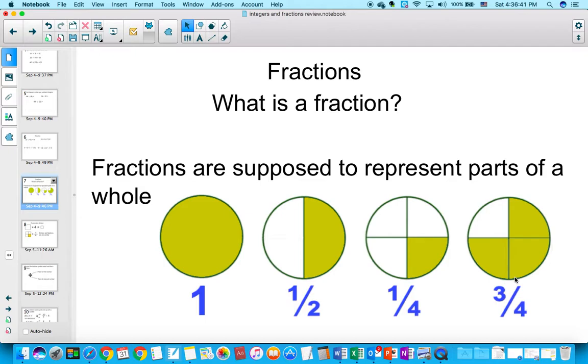So fractions is the other side of this lesson. It is something else that catches a lot of students. It sometimes catches them off guard and they don't really know what a fraction is. And so hopefully I can help alleviate those concerns. So fractions are supposed to represent parts of a whole. Parts of a whole thing. So if I look at the circle, the whole thing is colored. So it's 1. Easy.